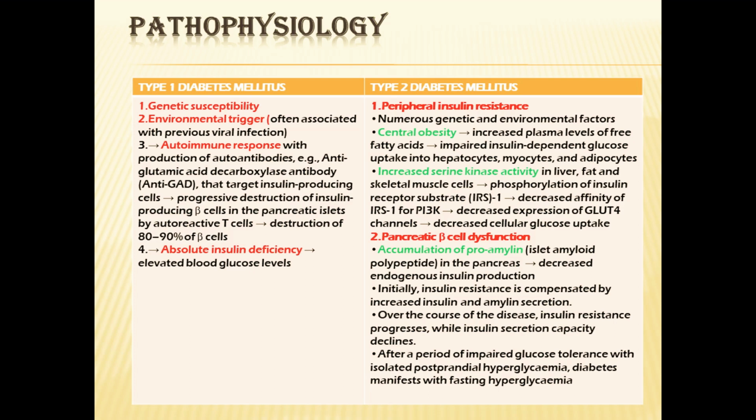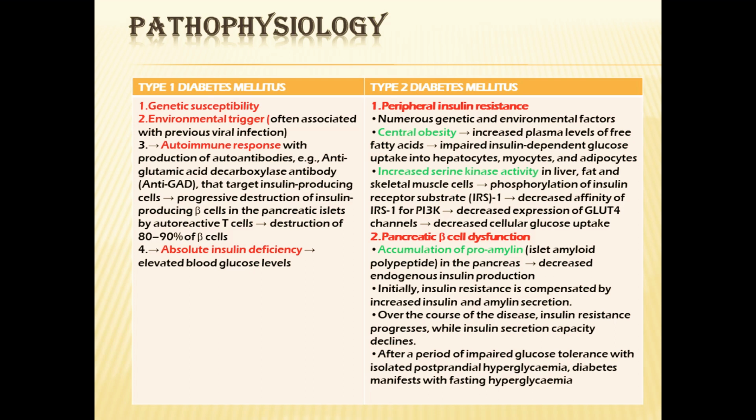Increased serine kinase activity in the liver, fat, and skeletal muscle cells causes phosphorylation of insulin receptor substrates, which causes decreased affinity of IRS1 for PI3K and decreased expression of GLUT4 channels, causing decreased cellular glucose uptake.